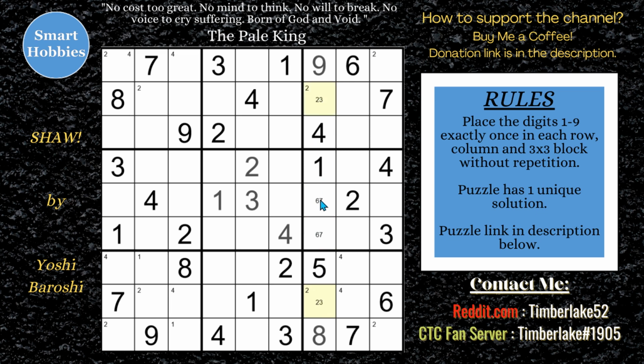Because these 6, 7, that's a hidden pair, so they have to be a 6 or 7, so the 2, 3 is the only thing that's left. Nice. All right, did 6s. Let's look at the 7s.